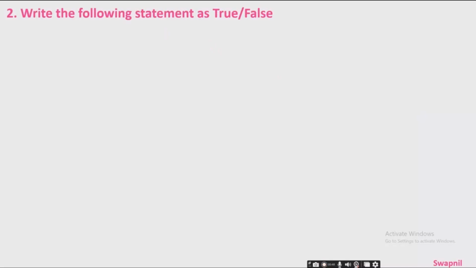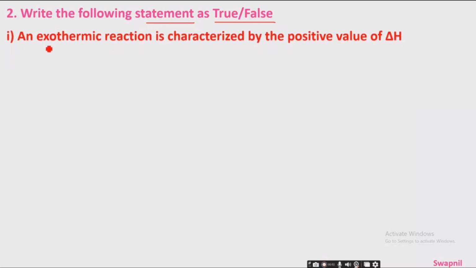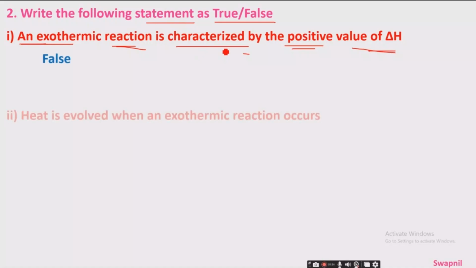So next, write the following statements as true or false. First statement is, an exothermic reaction is characterized by the positive value of delta H value. All of you know that exothermic reactions are characterized by a negative value of delta H value. Hence the first statement is false.